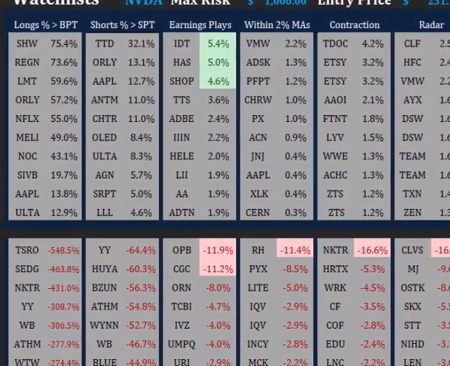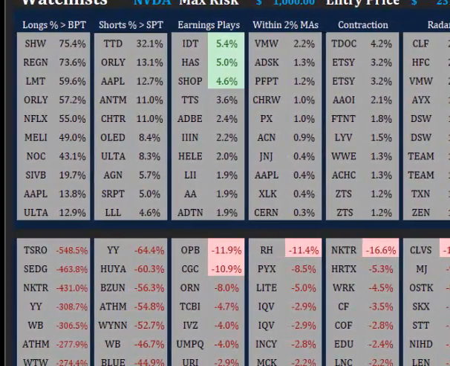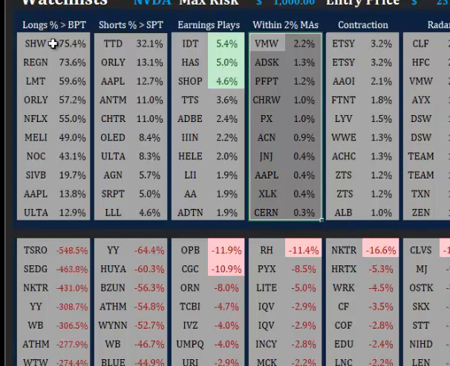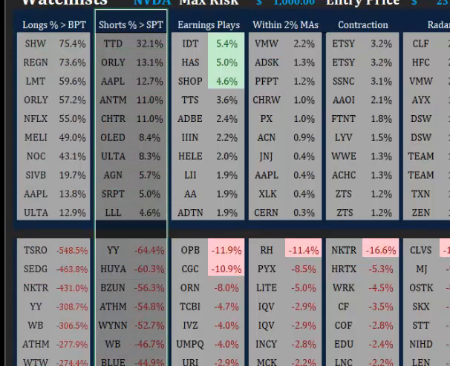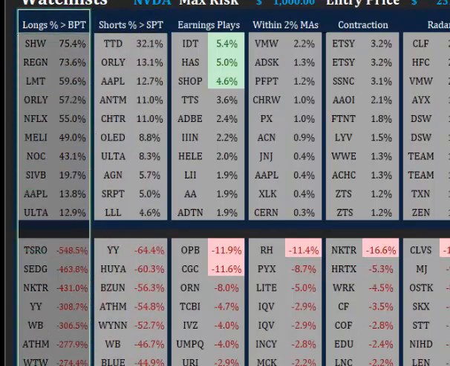I like to keep an eye on that because there are often areas where institutional players will step in to defend the stock. And then these are a little bit different. I have two lists. I've got a short buy point list and a long buy point list.